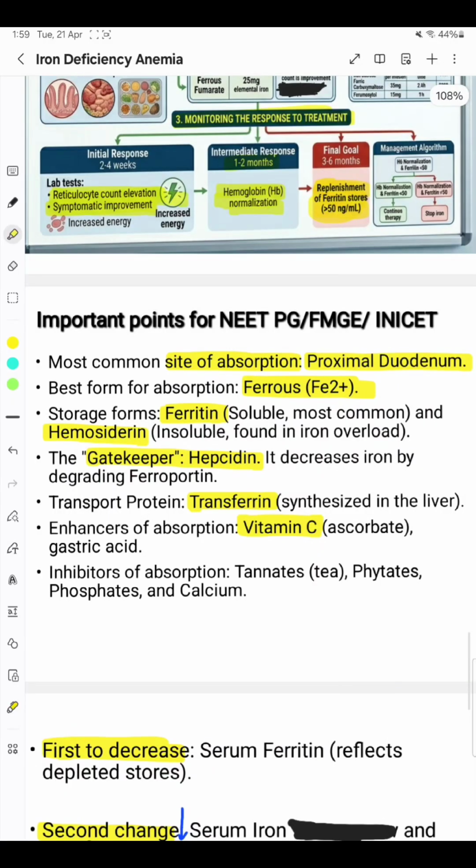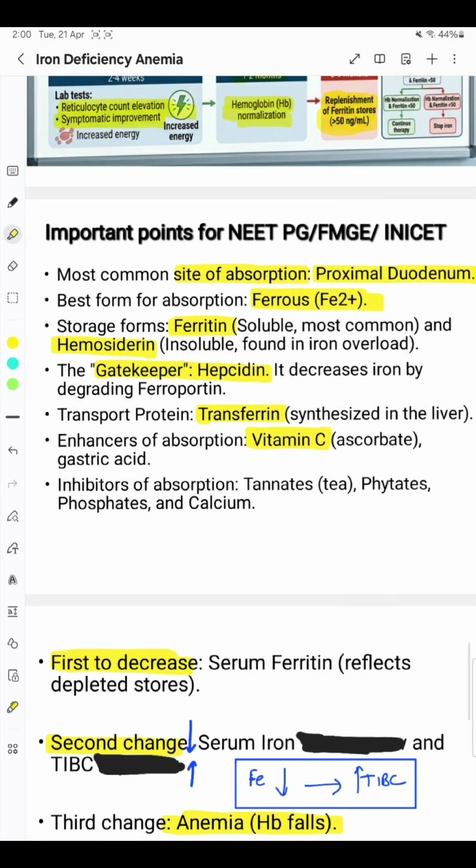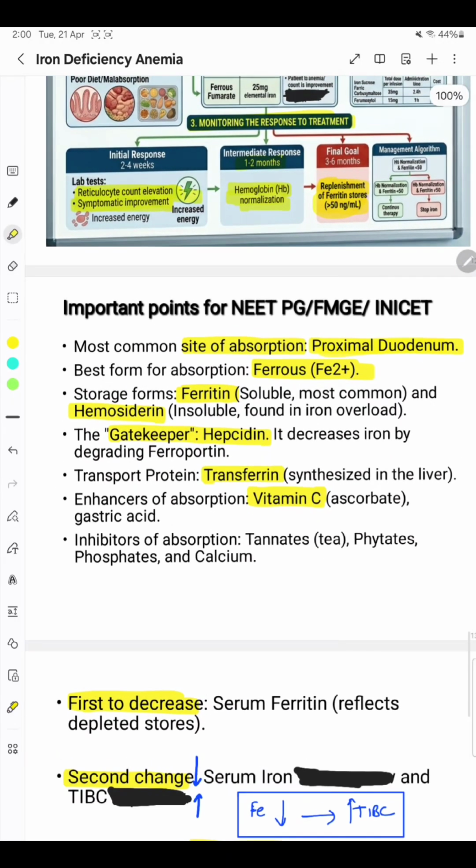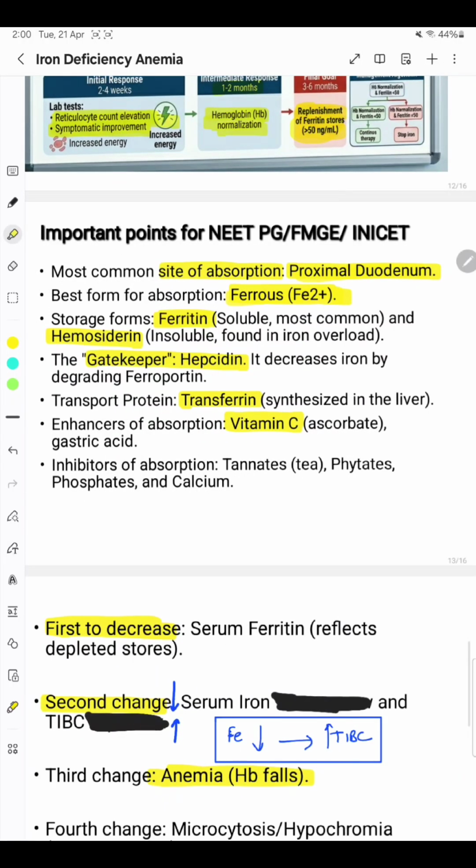Now we'll see some important points for the exam, NEET PG, FMGE and INICET purpose. Most common site for iron absorption is the proximal duodenum. Best form of iron absorption is ferrous. Storage forms are ferritin and hemosiderin. Ferritin is the most common and soluble storage form. Hemosiderin is insoluble and normally seen in iron overload.